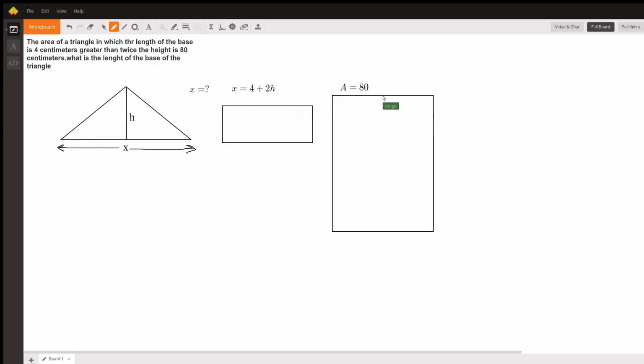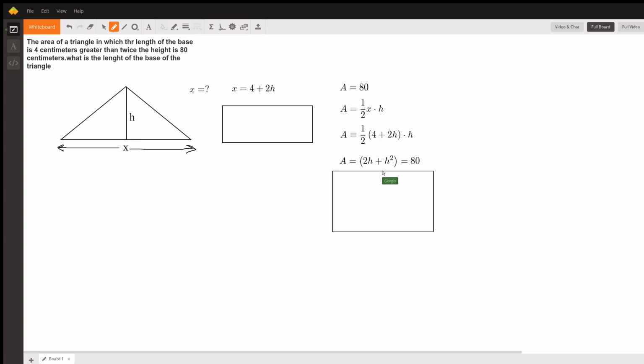So the first thing we want to do is use this piece of information that we have. So we know that the area of a triangle is 1/2 base times height. So that's 1/2 x times h. And then since we already have an equation for x, we're going to plug that equation into x right here. And then after that, we're just going to distribute the h and distribute the 1/2. So here we have 2h plus h squared is equal to 80, which is the area given.